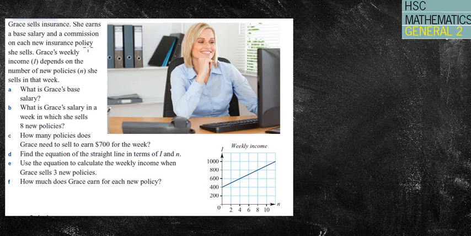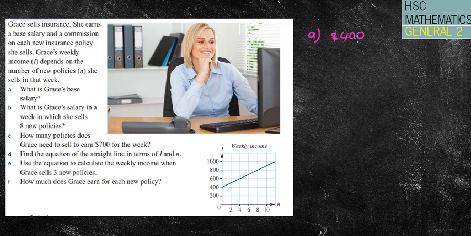Next question about Grace, who's selling insurance. She has a base salary and a commission on each new insurance policy she sells. Grace's weekly income, I, depends on the number of new policies, N, she sells in that week. So part A, what is her base salary? Well, that's when she doesn't sell any policies. That's 0. Go up to 400, so it's $400.